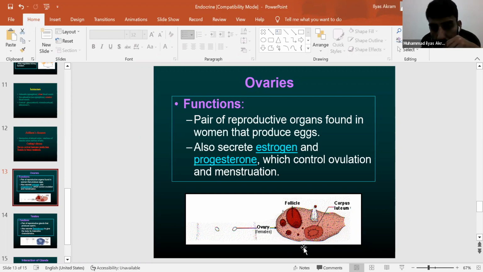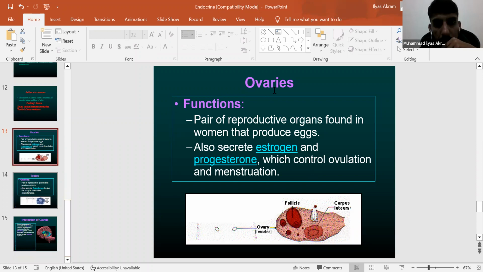So this is a simple diagram of the ovary, and these are the follicles. After ovulation comes the corpus luteum, and the corpus luteum will secrete the hormone progesterone, and progesterone then will help with implantation and with the continuity of the pregnancy.